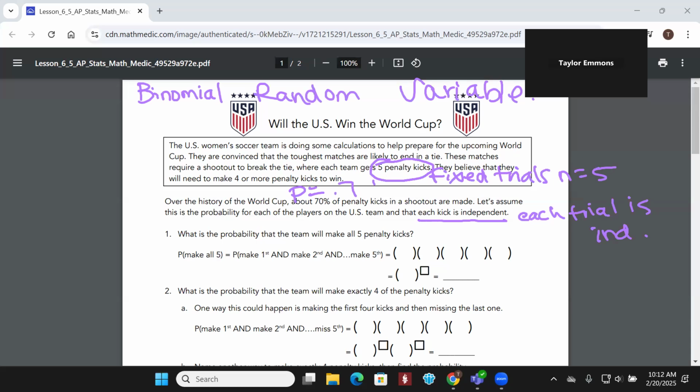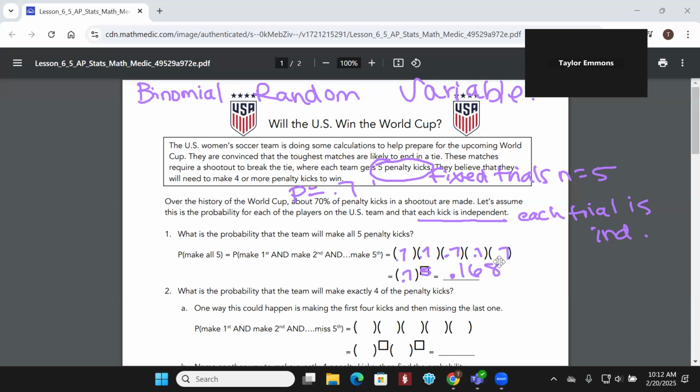Okay, this section uses a lot of variables, so hang with me. So n is 5, p is 0.7. All right, so let's look at, will they make all 5 penalty kicks? So the probability of making all means it's the probability of making the first and making the second and making the third and making the fourth and making the fifth. Okay, so that's going to be 0.7 times 0.7 times 0.7 times 0.7 times 0.7, which is 0.7 raised to the 5th power. Somebody type that in the calculator. Okay, so 0.168. About 17%.